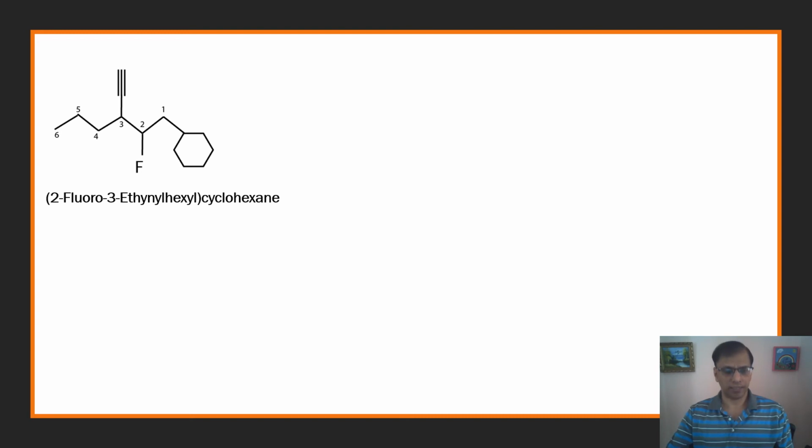And so that's the reason this is called 2-fluoro-3-ethynylhexyl cyclohexane. Hexyl because this whole chain, the 6 carbon chain, is considered a substituent, and on this substituent are fluoro and ethynyl substituents. The location of fluoro is carbon atom 2, and of ethynyl is carbon atom 3, and then you end up with the name cyclohexane.